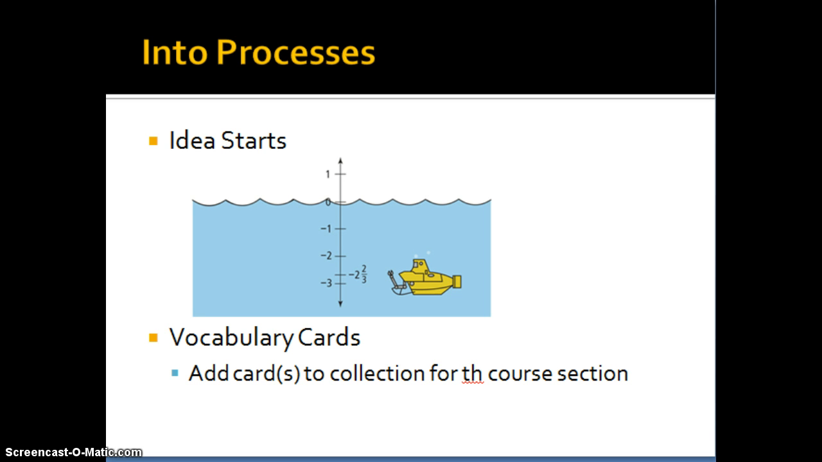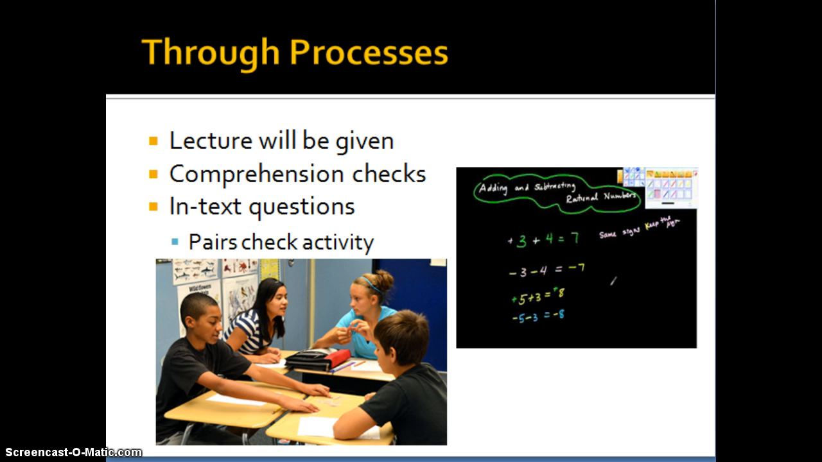I will then introduce new vocabulary to students and have them make a vocabulary card for a rational number. They will create a card with the term on one side and the definition and an example on the other side. The students will then add this card to their other vocabulary cards for the course, which they will already have a collection of.